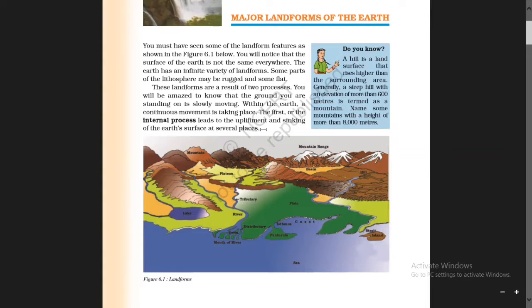These landforms are a result of two processes. You will be greatly surprised, amazed means surprised, to know that the ground where you are standing on is slowly moving. Within the earth, a continuous movement is taking place.